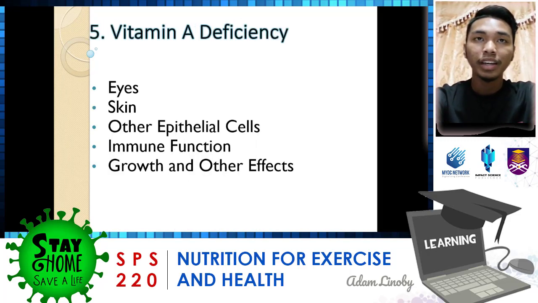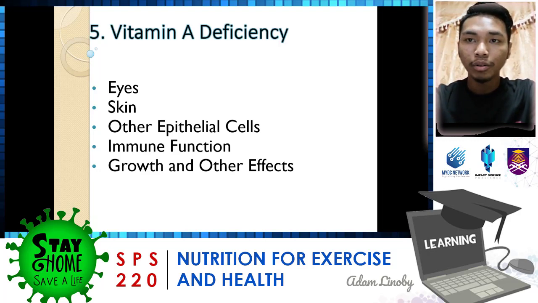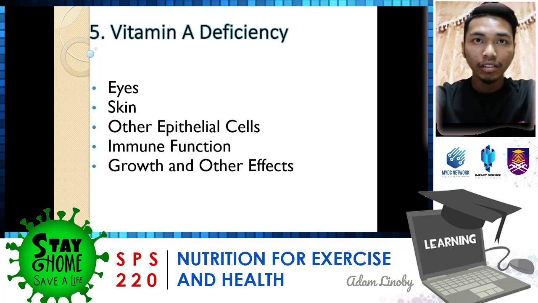So what about vitamin A deficiency? When we lack vitamin A, we will get such diseases. For example, the first one is the eyes. For our eyes, we will get childhood blindness and night blindness. The second one is on the skin. We will get hyperkeratosis or goose flesh and rough and bumpy skin.